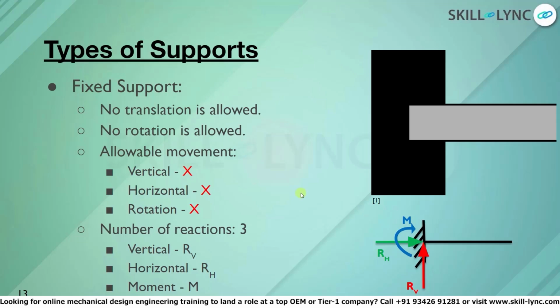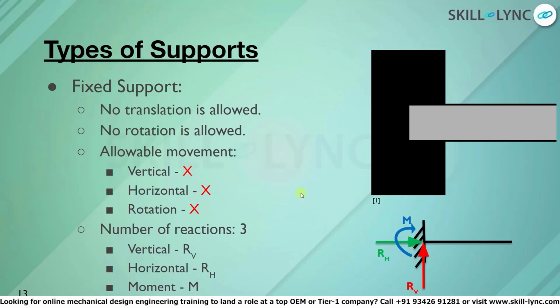The next type of support is fixed support. In this type of support, no translation motion or rotation motion is allowed. Thus, the beam cannot move along the horizontal axis or the vertical axis. It also cannot rotate. Because there is no allowable movement, whether vertical, horizontal, or rotational, this kind of support has 3 reactions. One is the vertical, which is RV, second is the horizontal, which is RH, and the third one is the moment, which is M.